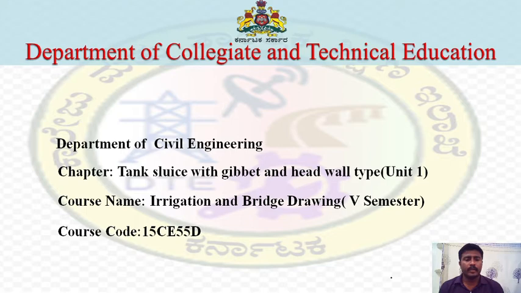Today I am going to explain the definitions and different components of a tank sluice and the procedure to draw the tank sluice. The course name is Irrigation and Bridge Drawing, and the course code is 15CE55D. I will move on to the next slide.